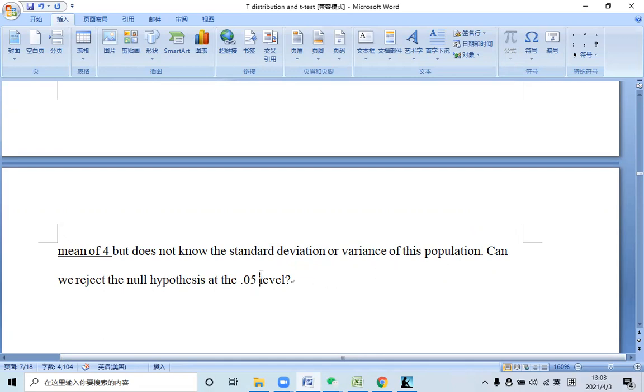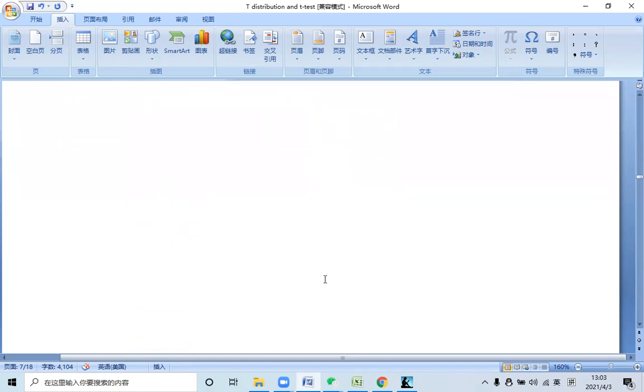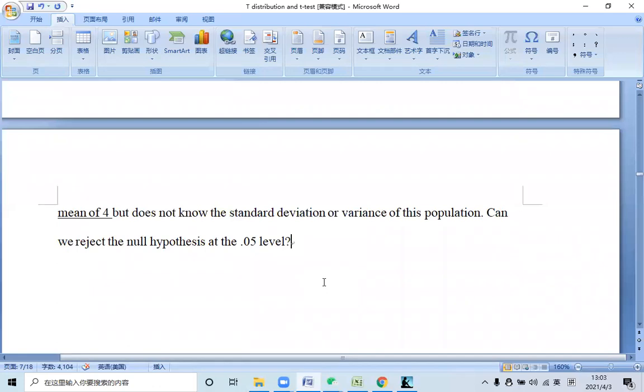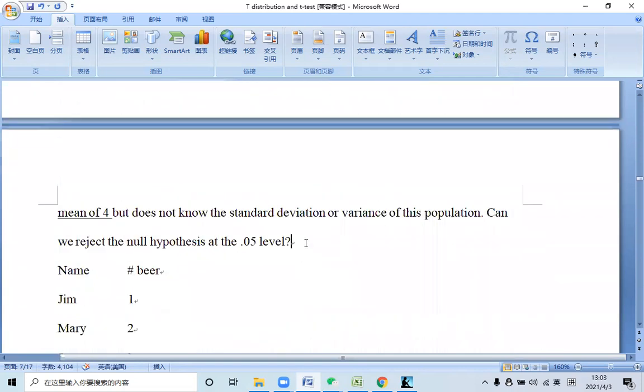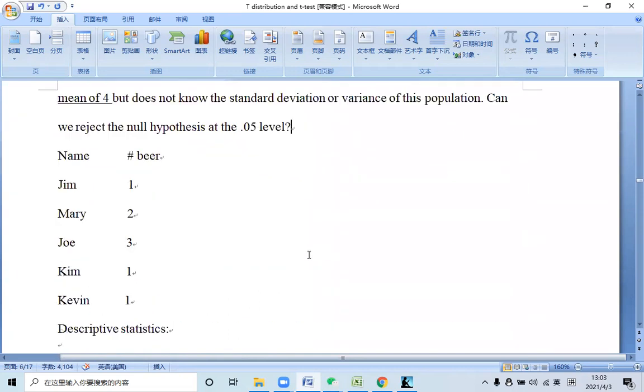Can we reject the null hypothesis at the 0.05 level? So that is the key question. That is the question we are asking. Does the workshop work? Does the workshop really make students consume less alcohol? Do we have enough evidence to show that? Where is the evidence? Show me the evidence.